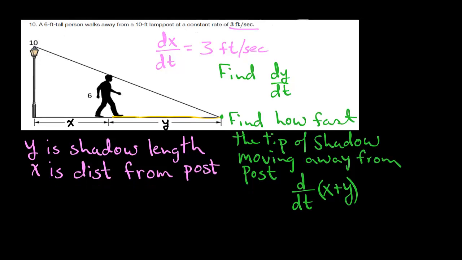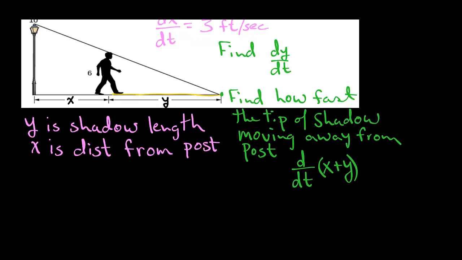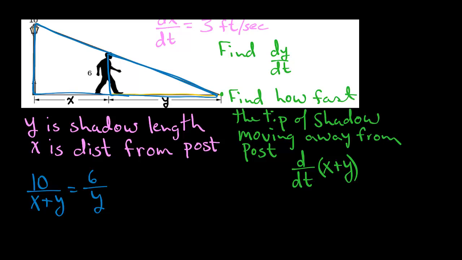So look at this. We've got this big triangle, and we could say 10 is to x plus y what 6 is to y. See? Because we've got this little triangle right here, and then we've got this big one. So this big triangle and this little triangle here are similar.